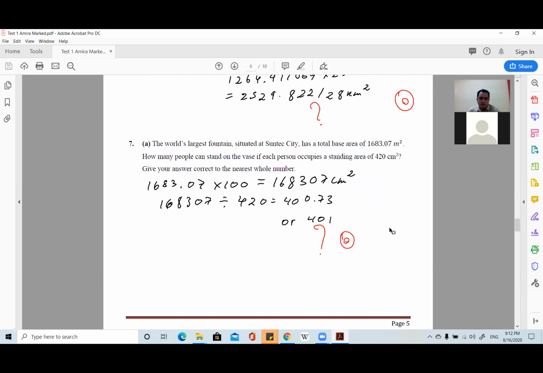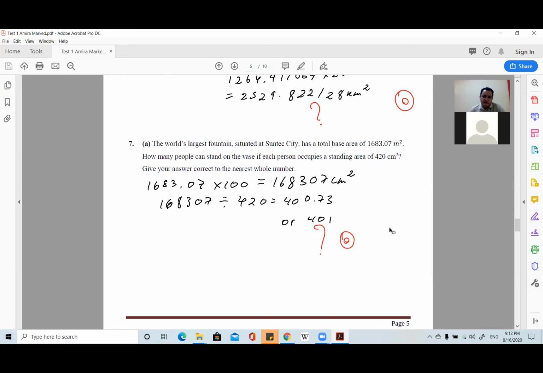How about question 7? The world's largest fountain situated in Suntec City. Have you never visited this part of the world, Amira? No, I haven't. Malaysia, Singapore, Vietnam, Thailand. Anyway, this is completely different from many other countries. That's why in this Pacific region, life is different from Europe, from the USA, from South America, from Central Asia, and from the Middle East. Also, here life is very, very different from other parts of the world.